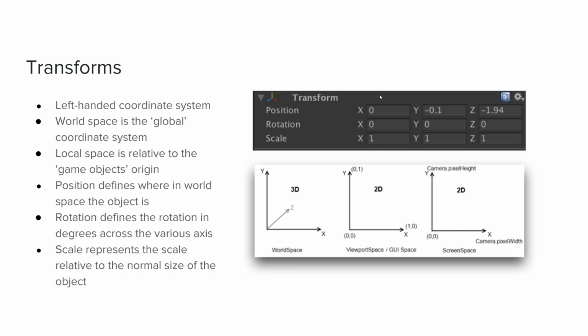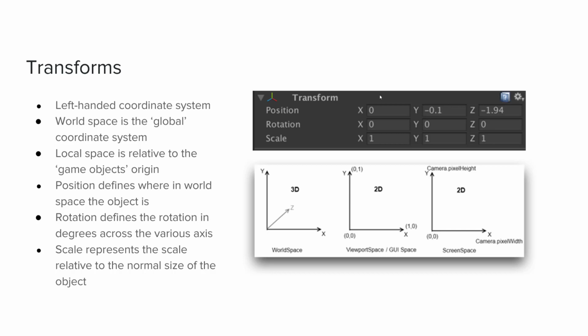Transforms, as we mentioned before, that is a fundamental for describing where you are. So in Unity we have a left-handed coordinate system, and world space is the global coordinate system for the universe of our game. And then we have local space, which is all relative to the game object's origin. Typically for our games, the things that you'll be doing, you'll probably be positioning everything in global space.